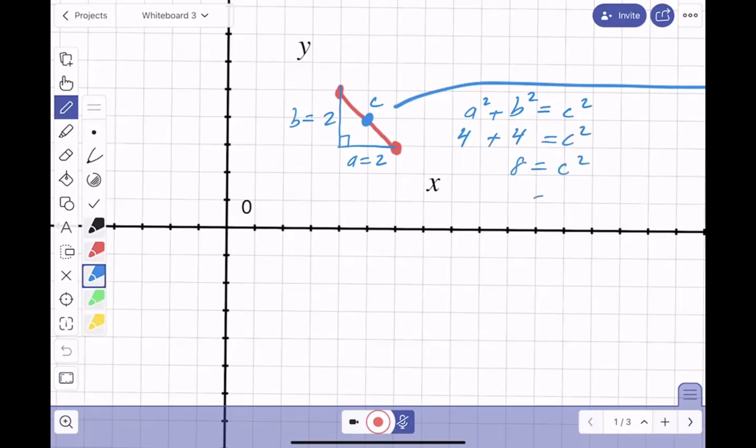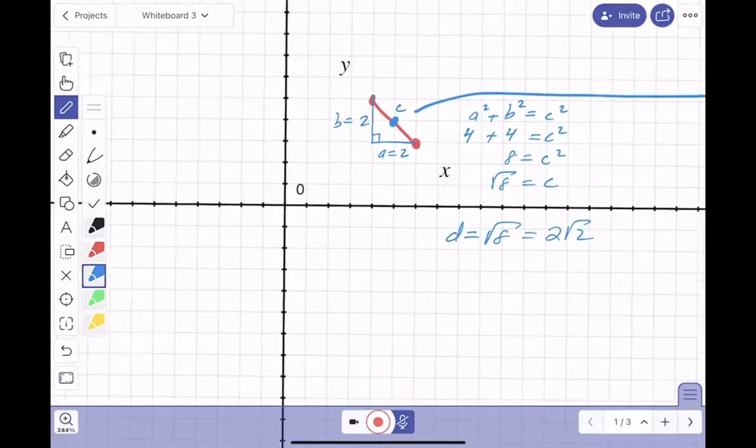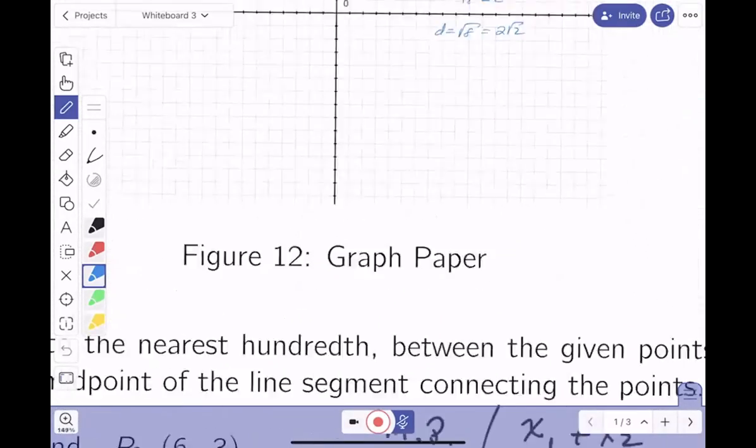Remember, distance is positive, so it's not plus or minus. C is the root of 8. So what's the distance? It's the square root of 8, or it's 2 root 2. Or if you want to approximate, you can do that too. All right, so I want to make sure you know that that's been done.